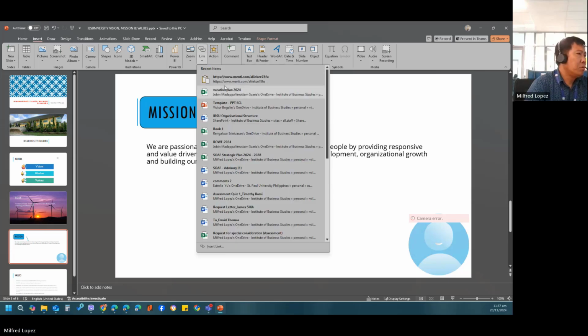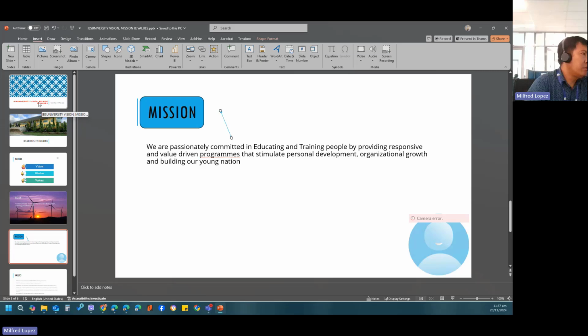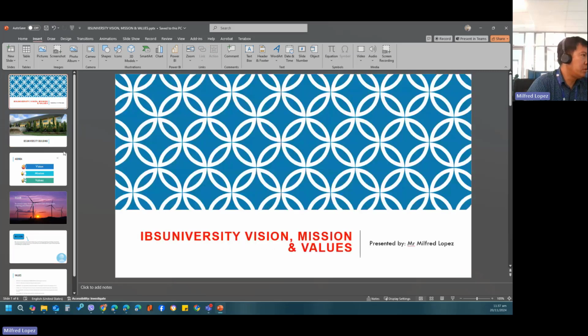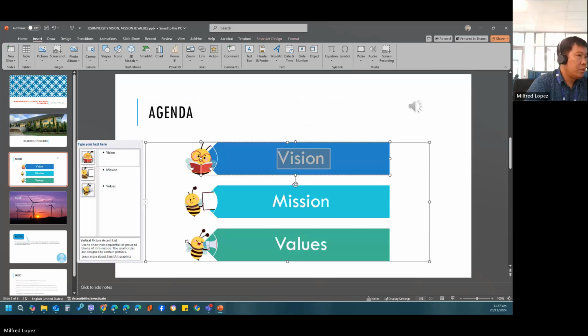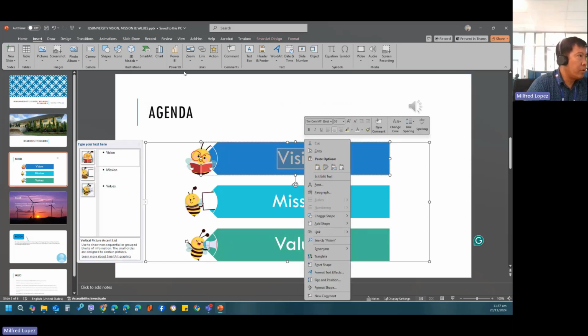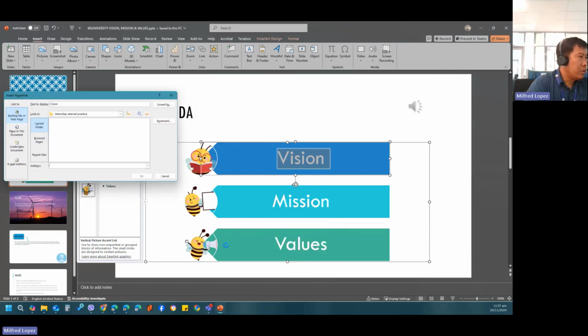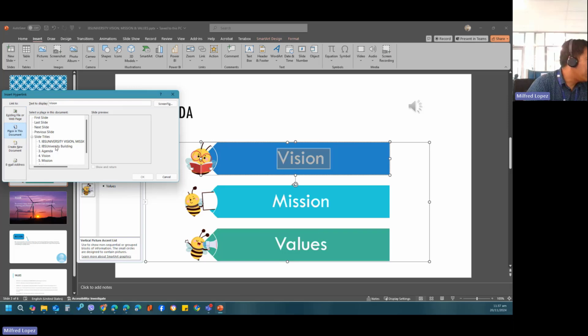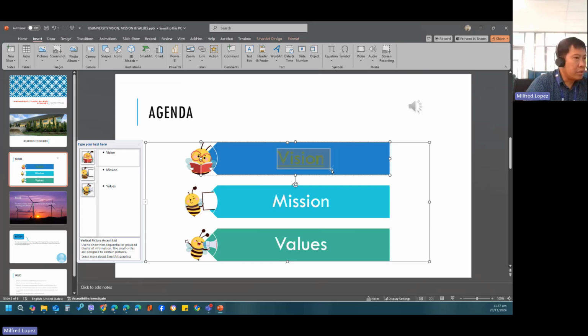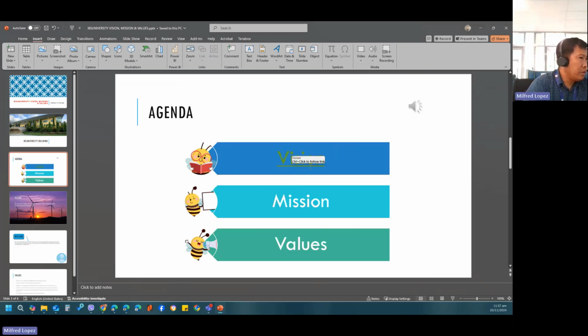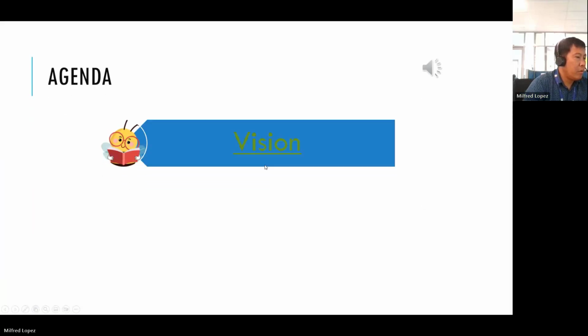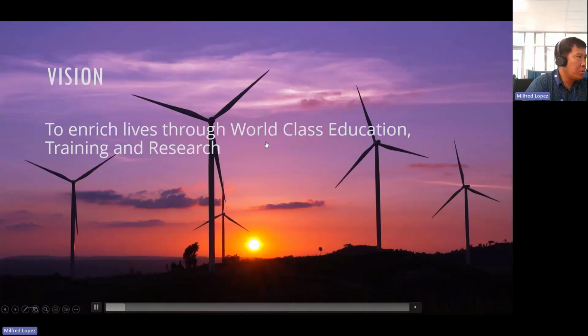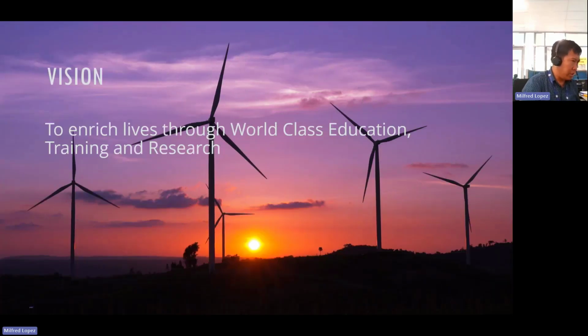Want to have links? You can add links here. For example, this one, agenda. Click here, you can insert link, and if you want to have a link in this, you can select that slide. So the link here, you go to presentation. If you click this, it will send you to that link that you created.